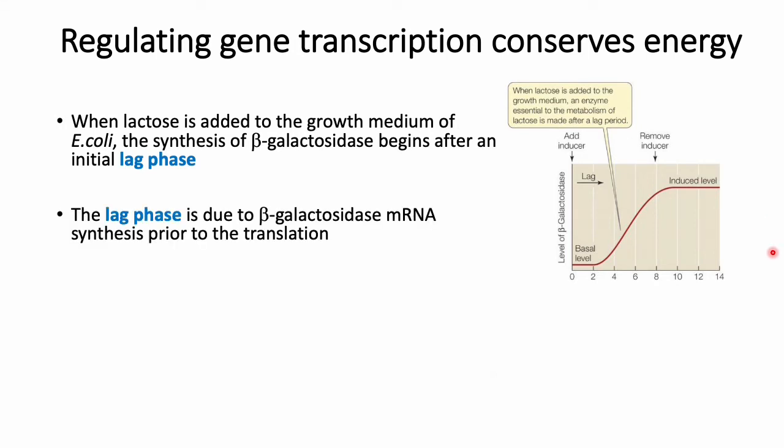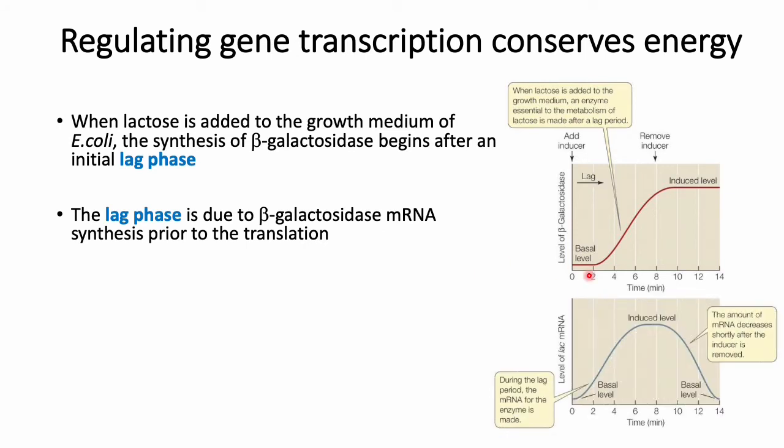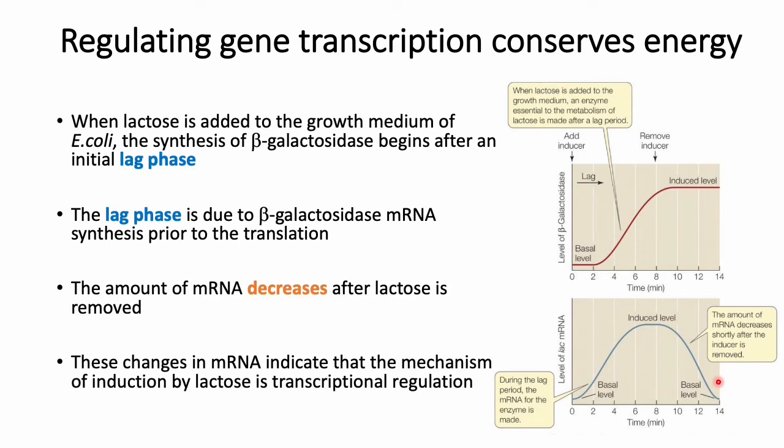The lag phase is due to the beta-galactosidase messenger RNA synthesis prior to translation. During the lag period, the messenger RNA for the enzyme is made, and then the amount of messenger RNA decreases shortly after the inducer is removed. So the amount of RNA decreases after the lactose is removed, and these changes in messenger RNA indicate that the mechanism of induction by lactose is transcriptional regulation.